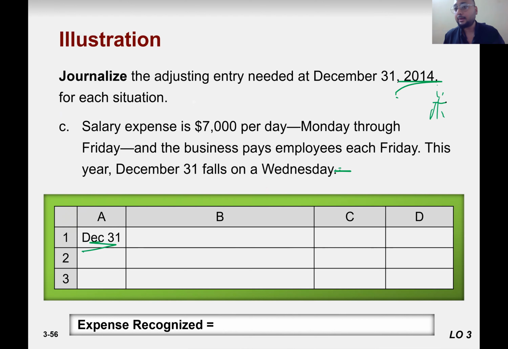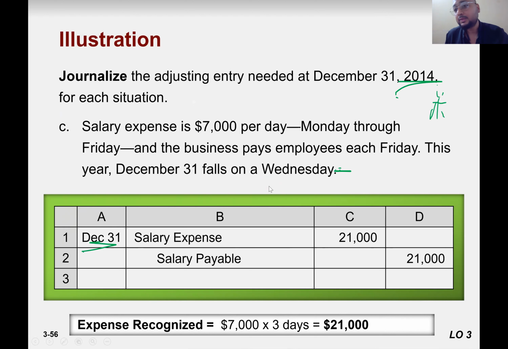So the entry would be salary expense to salary payable. Did we pay the salary? No, we will pay on Friday, right? But the salary should belong to 2014. So we record it as an expense in 2014. Right, everyone? So that's why we expense it. This will go to the income statement and this will go to the balance sheet.